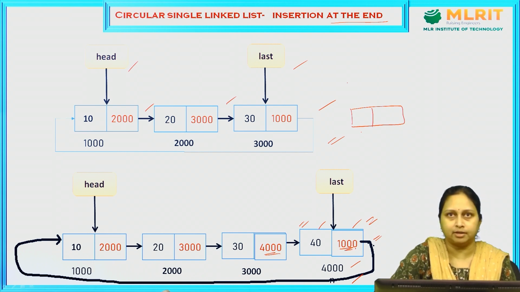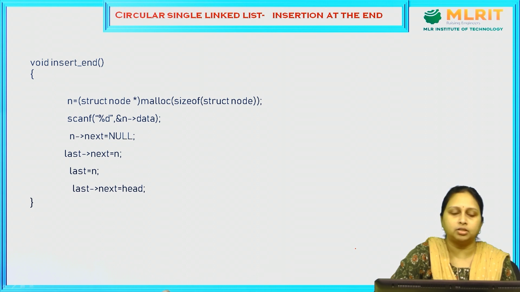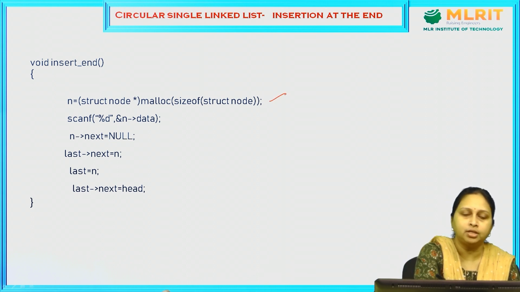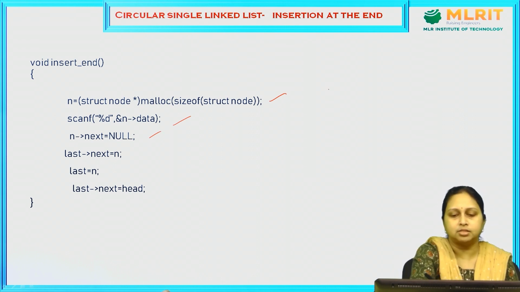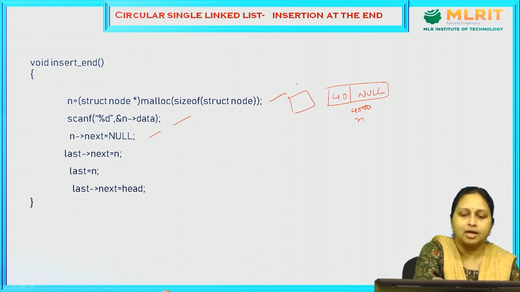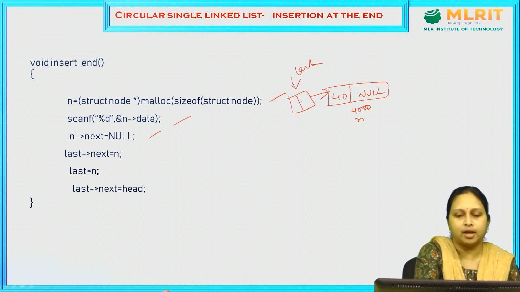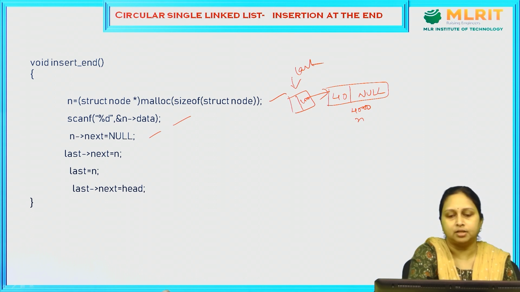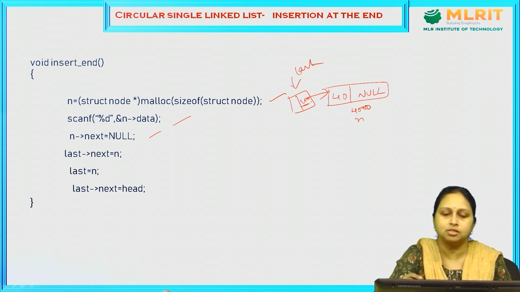This is the second case. Now see the logic of how we are going to write it. Allocating the memory, reading the data value and assigning the next part to null. We have seen where we are going to have 40 and null is created, and the name of this one is n, and 4000 we have created. Now previously we have the last node here, we are making the link between this, right? That's why when you are going to have a link between this, previously this is 1000, right? Now in this we are going to store the address as 4000.